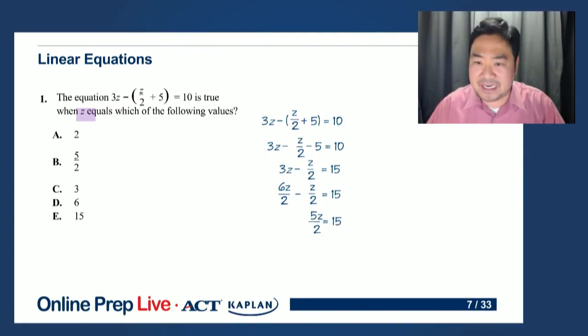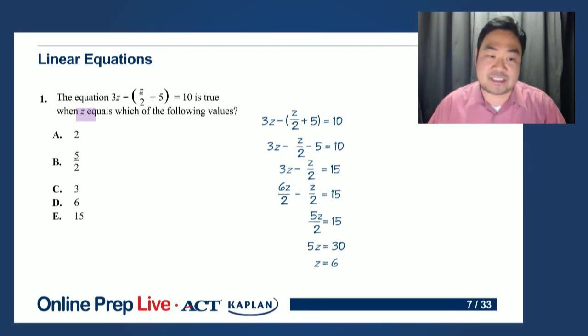I think I'm seeing some people put it in. Again, if you have an answer, put it into the poll, but I think a lot of you are getting to it now. The next thing we do, get rid of that denominator, multiply by 2. That gives us 5z is equal to 30. And our final step, to get z by itself, we've got to divide by 5. z is equal to 6, and we're done. D for done is your correct answer.